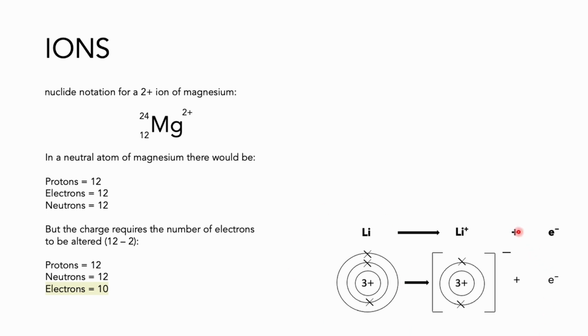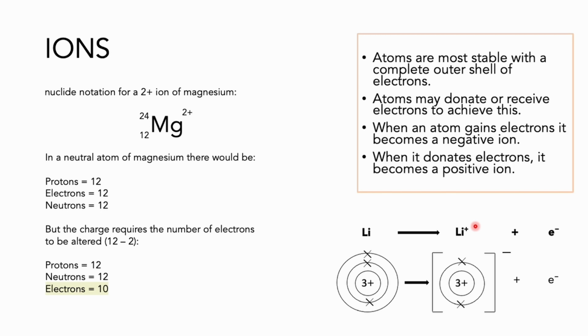Here is a visual for an atom donating an electron to gain a stable electron arrangement. So in this case, lithium, which has one outer electron, is going to donate this electron and become a positive ion. So now it has a full outer shell of 2 electrons here, and it is a 1 positive ion because it's donated 1 electron.